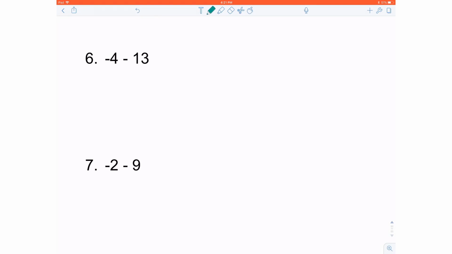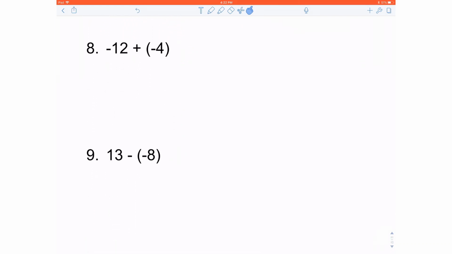Okay, so this is a negative 4 and a negative 13. They are the same sign, which means I add them. So I get 17, and I keep the sign, so this is a negative 17. Here we have a negative 2 and a negative 9. I add them because they have the same sign. 2 plus 9 is 11. The sign is negative, so I'm going to keep that sign, and the answer is negative 11.